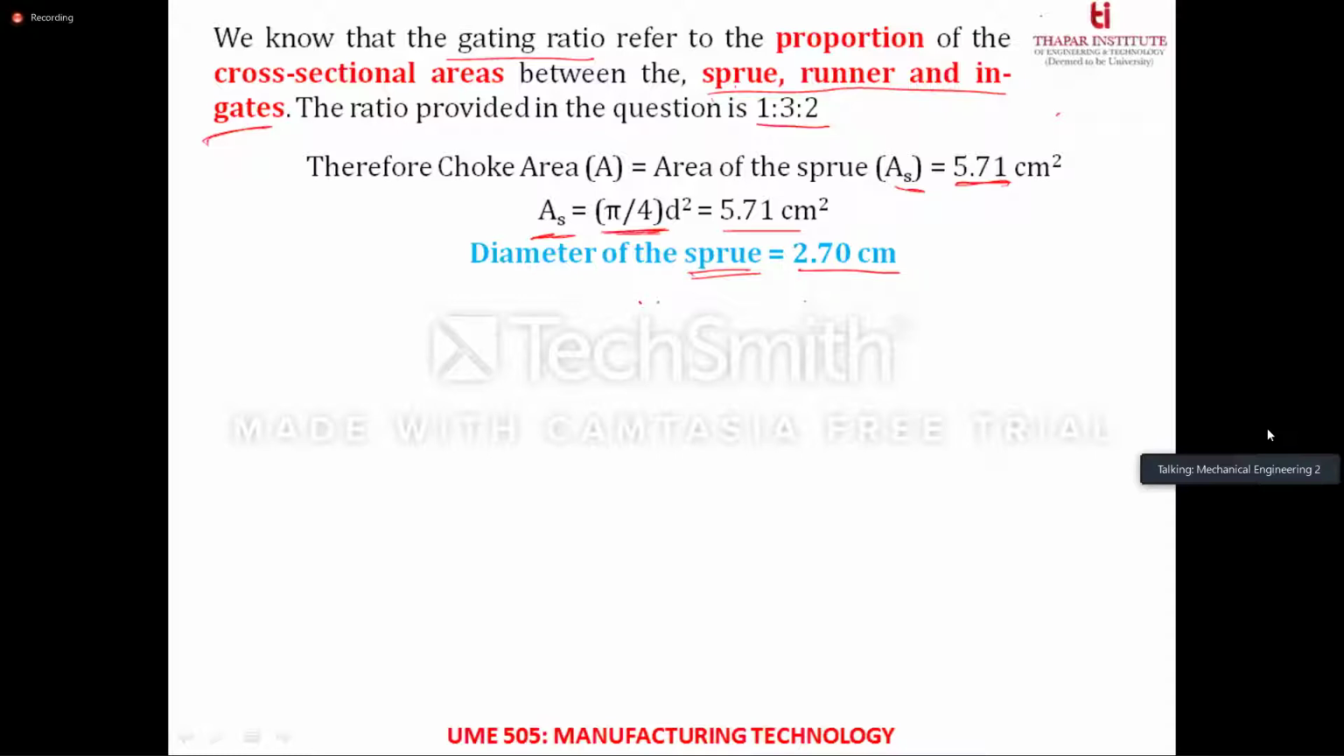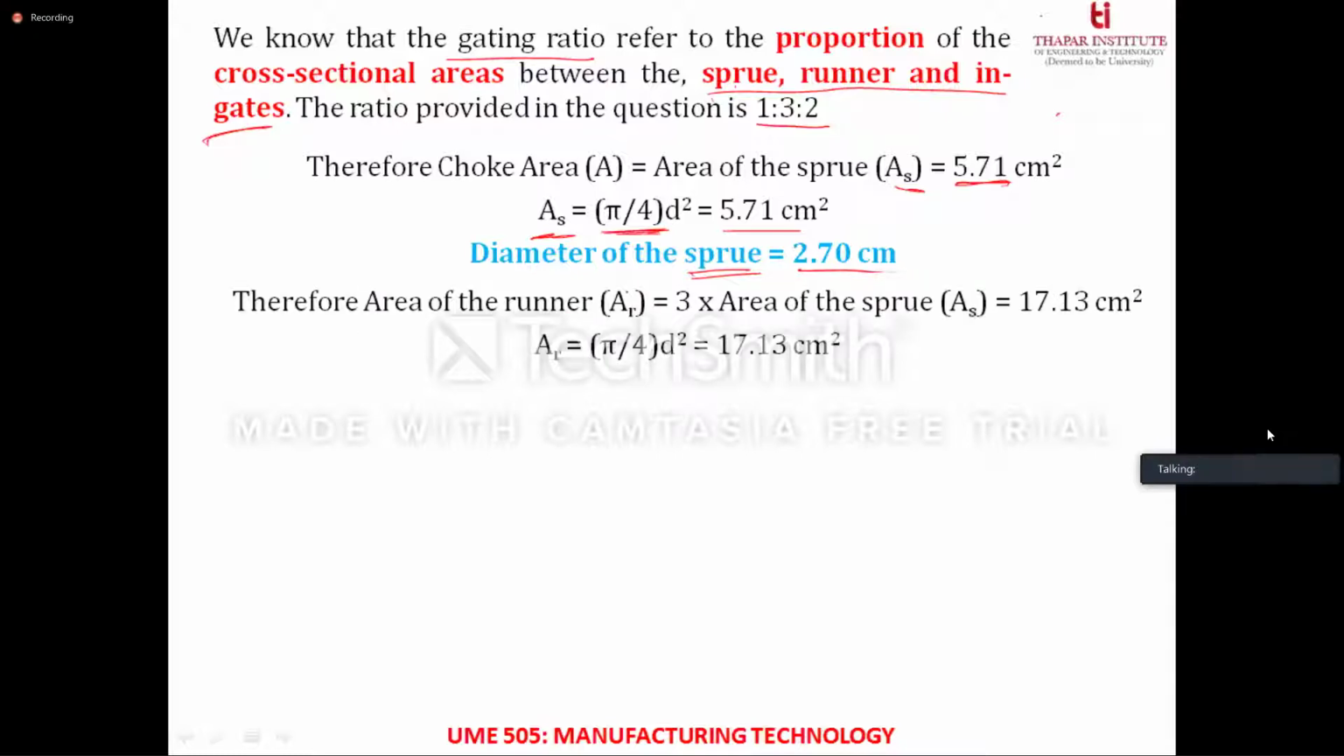Now similarly, the area of the runner, AR, is equal to 3 times the area of the sprue. So 5.71 into 3 will give you 17.13. Similarly, we have not been given any cross section for the runner, so we are assuming a cylindrical cross section. For a cylindrical cross section, this is the formula that is equivalent to this, and again what we will get is the diameter of the runner. The diameter of the runner comes out to be 4.67 centimeters.